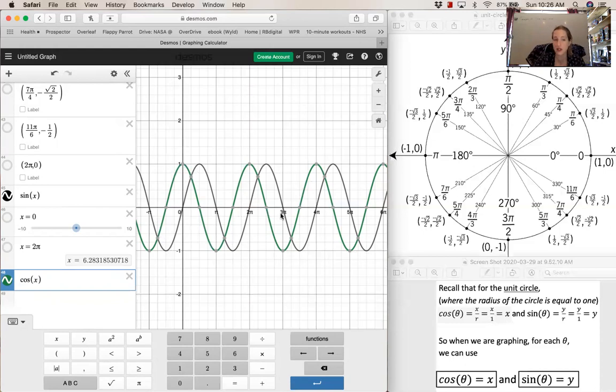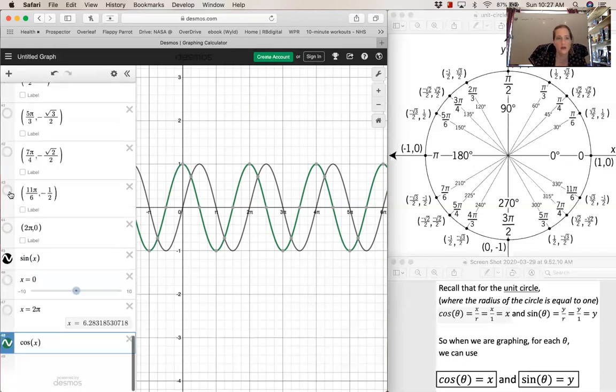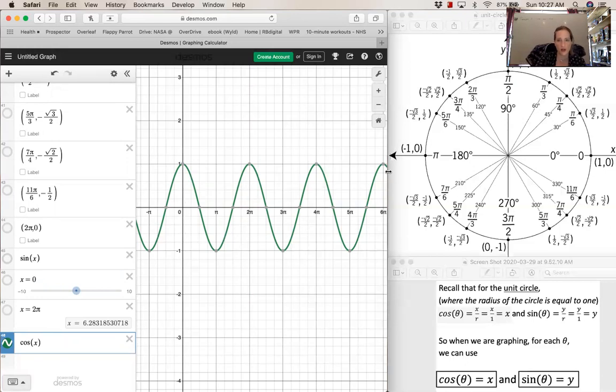Now again, we're going to be able to change that amplitude if we change the function. But their base amplitude is -1 to 1. Notice that that also tells us something about the domain and range of these functions. I'm going to turn off sine for a minute so we can just look at cosine. So this is the graph of our cosine function.